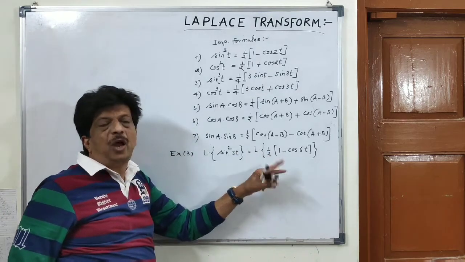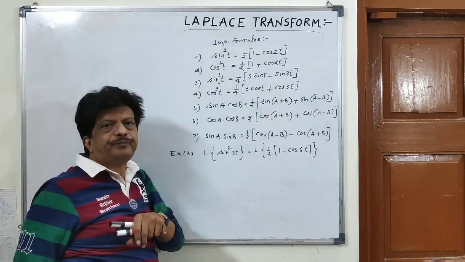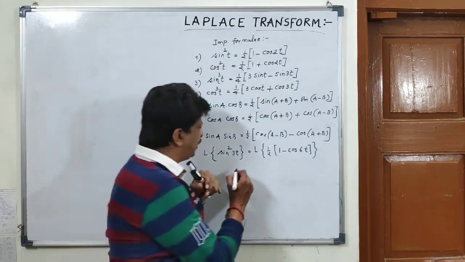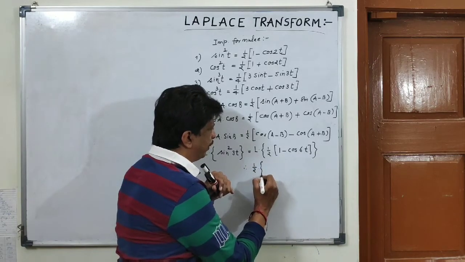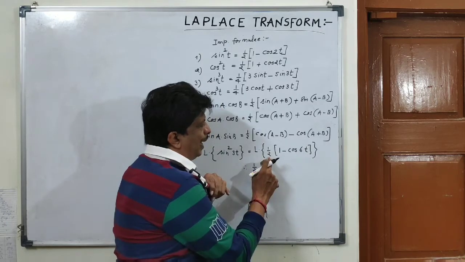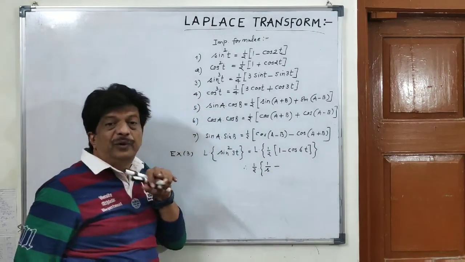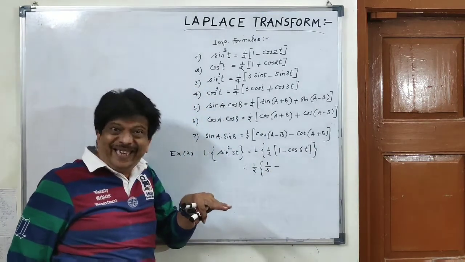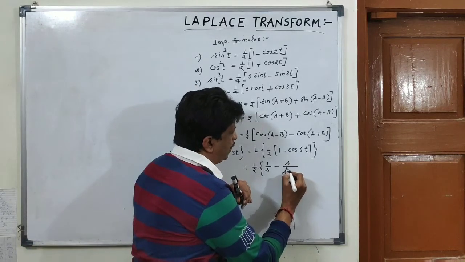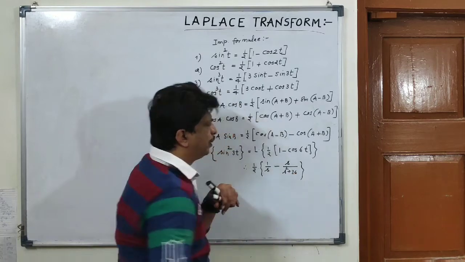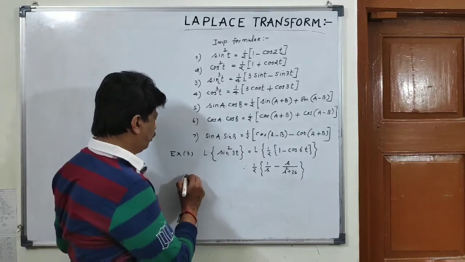Now, this has been completely standardized by virtue of this formula. Taking the Laplace transform of this, therefore, this is equal to 1 by 2 times Laplace transform of 1 is 1 over s, 1 by s minus Laplace transform of cos 6t is s upon s square plus 36. So that is Laplace transform of sine square 3t. Now, fourth one.